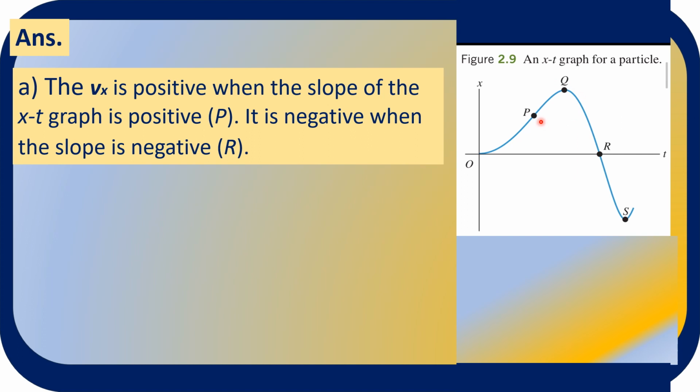So point P, we say that the instantaneous velocity is positive because the slope of this line is positive. All right? And at point R, the Vx is negative because the slope is negative.